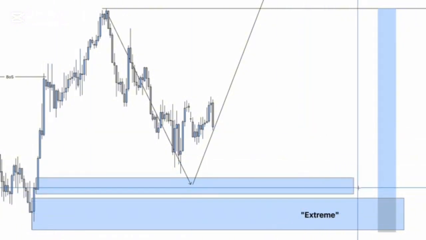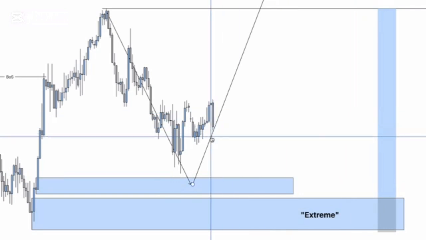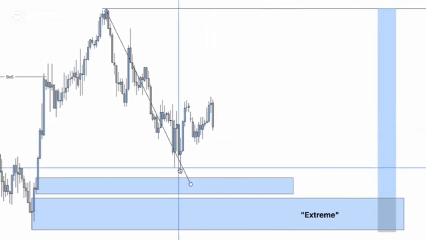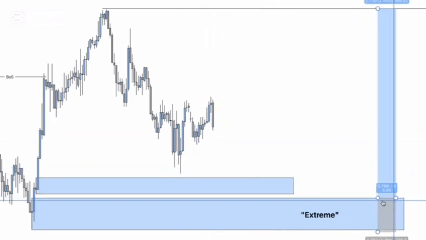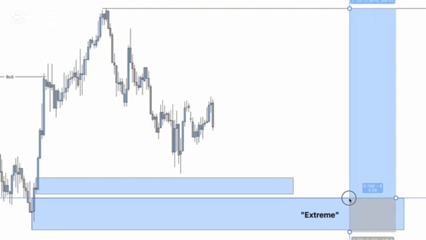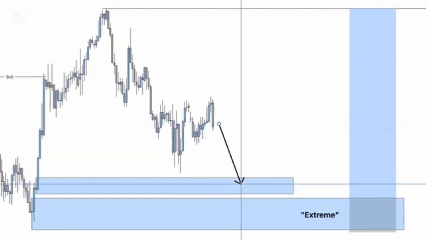If we want to place a buy limit on either of these zones, the standard one to go for is going to be the extreme. First of all, because we get the best risk reward from this zone, and second of all, because it's just the safest one.